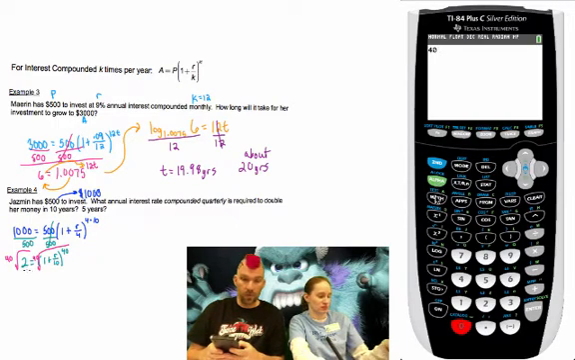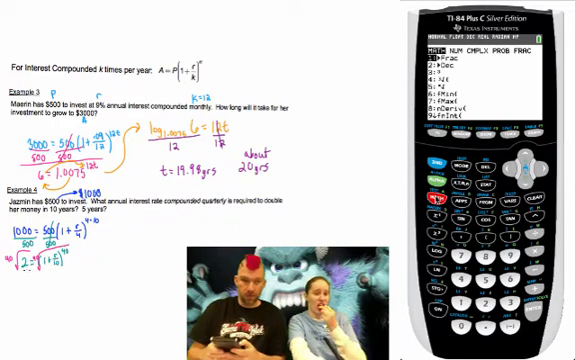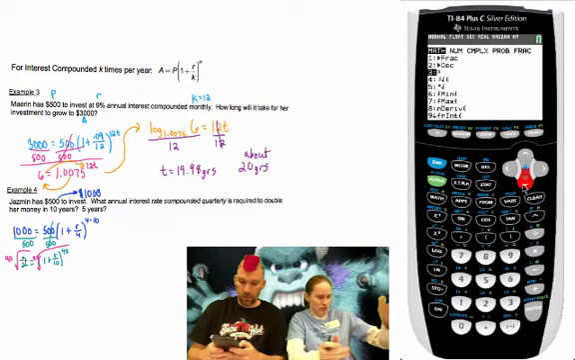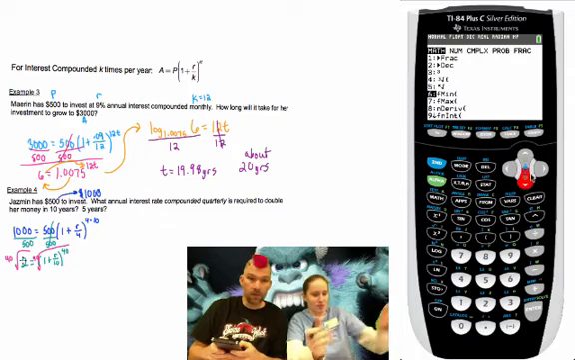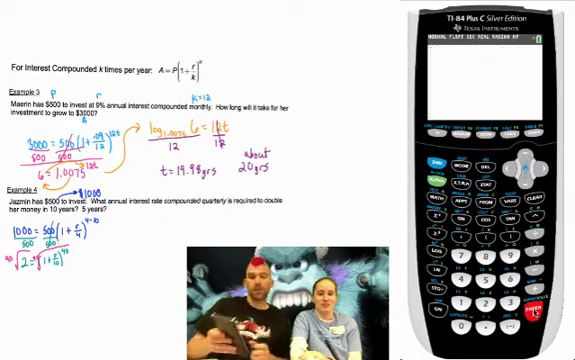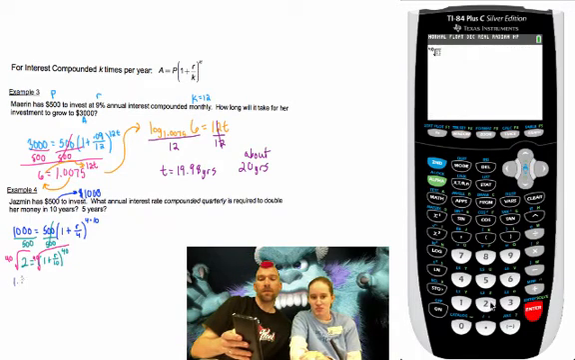So that would be the 40th root of 2. So 1.0175.